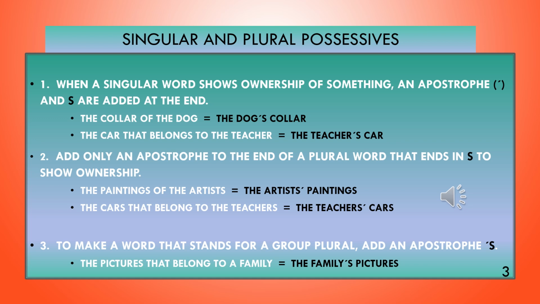Okay, and the last one, to make a word that stands for a group plural possessive, add an apostrophe S. The example that we have, the pictures that belong to a family. Remember, you are talking about a group. When you talk about family, you are talking about a group, and it's plural. The family's pictures. The instructions say that you need to add the apostrophe to the group plural and then the letter S. That's why you have family apostrophe S, the family's pictures.